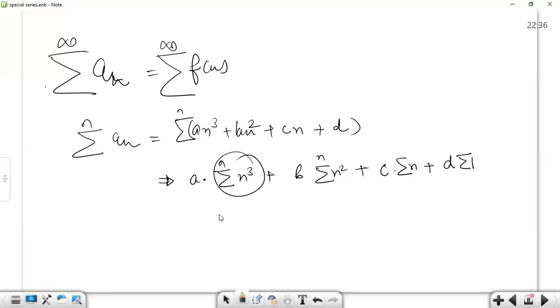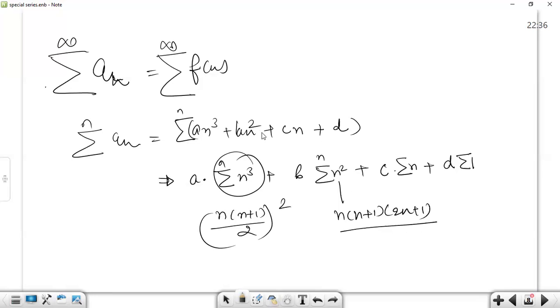So this becomes n into n plus 1 divided by 2 whole square. This becomes n into n plus 1, multiplied by 2n plus 1, divided by 6. This is the sum of natural numbers, n into n plus 1 by 2. So we'll solve this out and we'll have a particular answer for this. So this is how theoretically we are going to solve it.